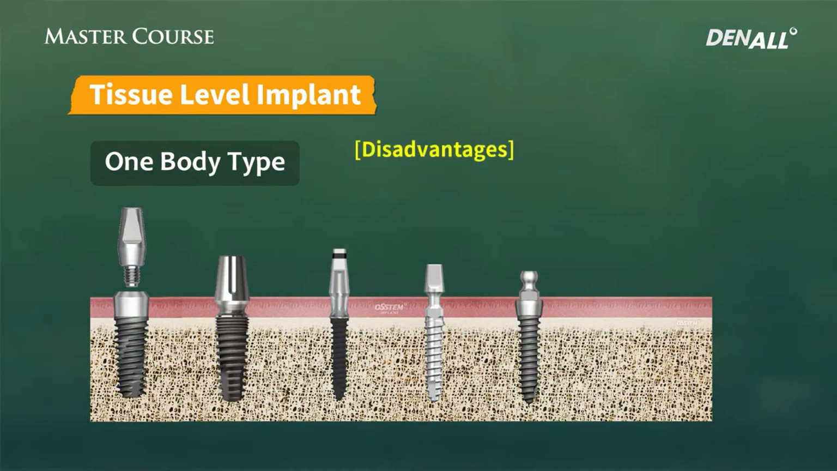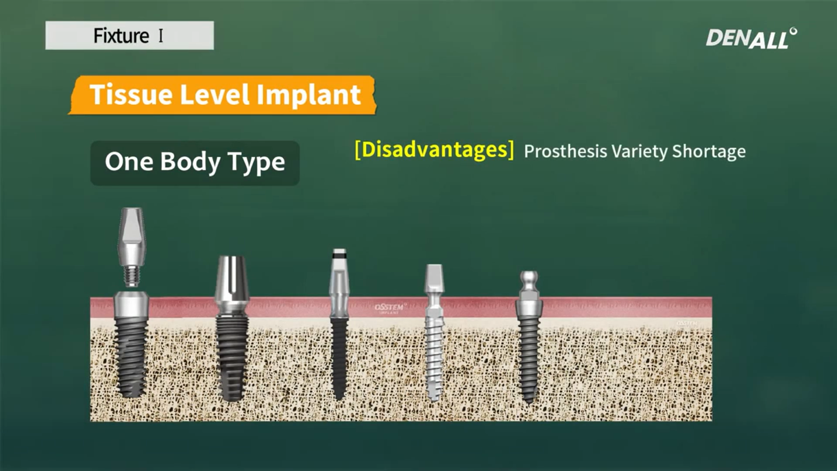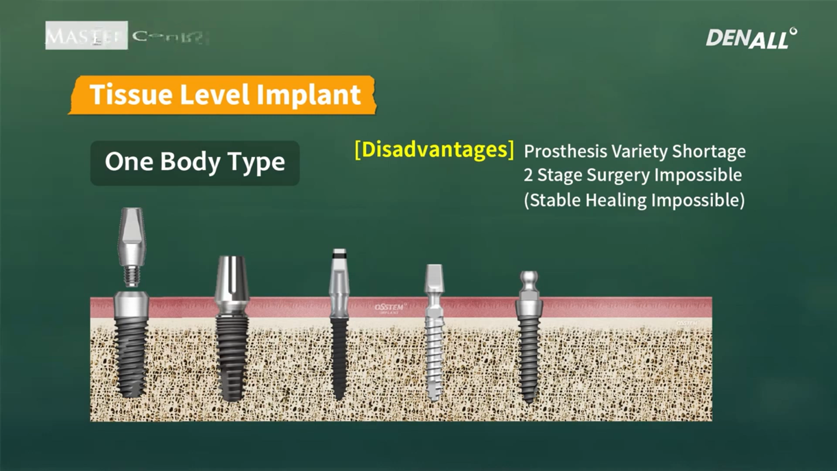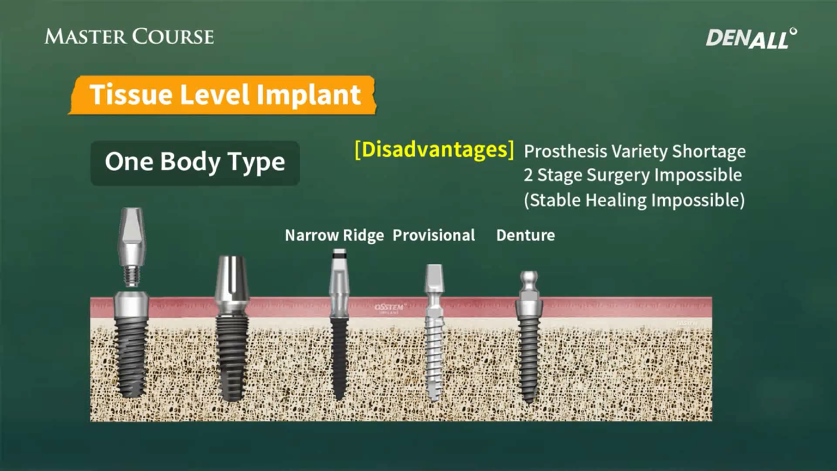There are advantages with that, but if implant positioning is a little bit off, fabricating prosthesis is very difficult. And when you need a bone grafting, 2-stage surgery is necessary, but it is not possible with this implant. Therefore, it is only used in a narrow region like the lower anterior, or to fabricate a provisional tooth, or to maintain a denture. So it is used in a limited scope. The one body incorporating the abutment is not really used widely.